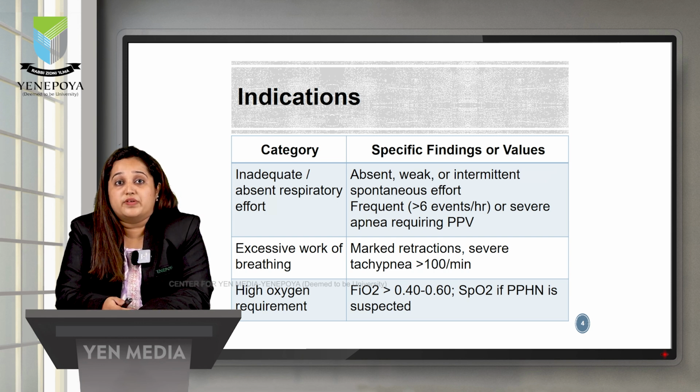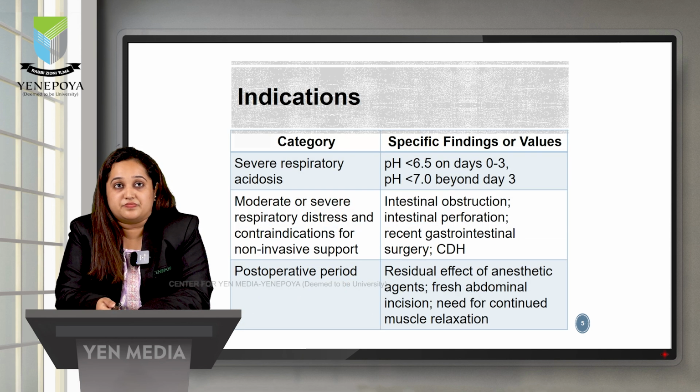When the baby's work of breathing is excessive, that means you can see visible signs of respiratory distress, that is marked retractions, severe tachypnea, that is usually more than 100 breaths per minute. If the baby is having higher oxygen requirement, now this could be either the baby is on high flow nasal cannula or a non-invasive mechanical ventilation support, whereas the baby is requiring higher FiO2, or if you are suspecting persistent pulmonary hypertension of the newborn, then we say the baby definitely requires invasive mechanical ventilation.